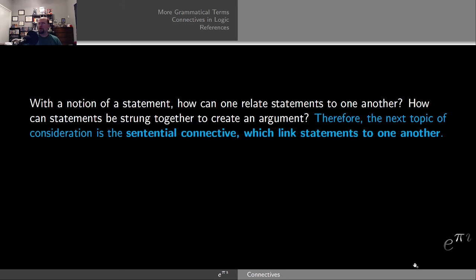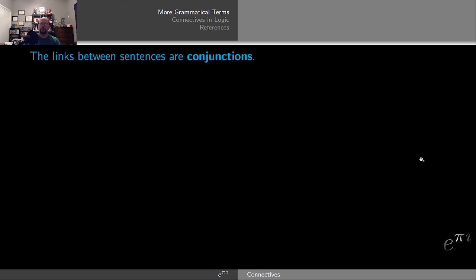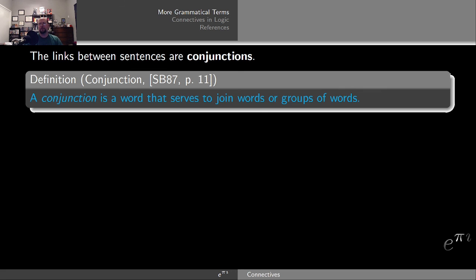Consequently, the next topic of consideration is going to be the sentential connective, which are going to link statements to one another. Tying this back to grammar the same way we did before, the words that we're going to need to make this work are going to be the following: conjunctions and adverbs. Consequently, much like before, we're going to start off with the grammatical terms and move into their consideration in logic. Now, the links between sentences are going to be conjunctions. To be precise, the definition here is going to be a conjunction is a word that serves to join words or groups of words. Specifically, we're going to use them to join statements or clauses together.